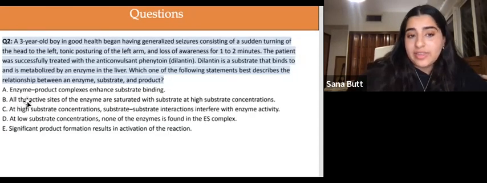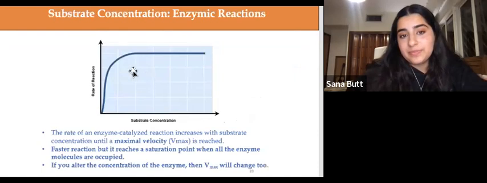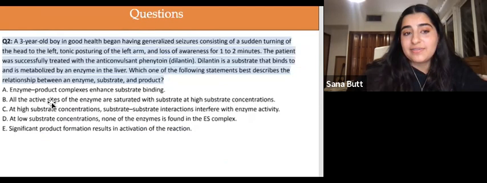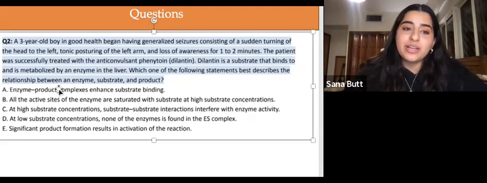And then all the active sites of the enzyme are saturated with substrate at high substrate concentrations. So this is a high substrate concentration over here, and all of the rate of reaction is plateauing. So that would make sense, I think, if all of the active sites of the enzyme are saturated with substrates at high substrate concentrations. And then A says that enzyme product complexes enhance substrate binding.